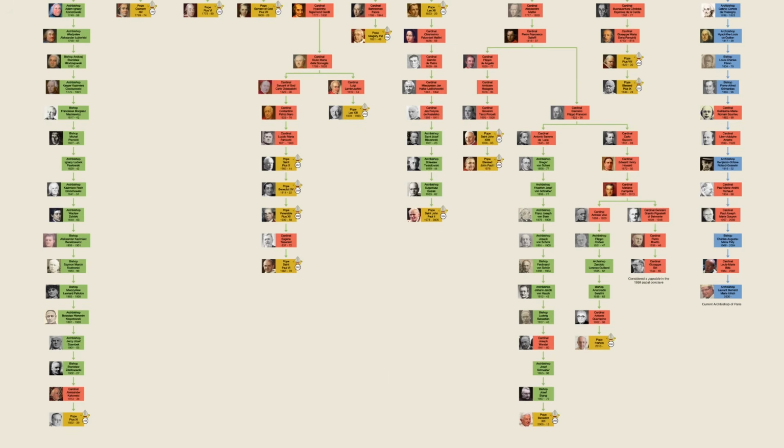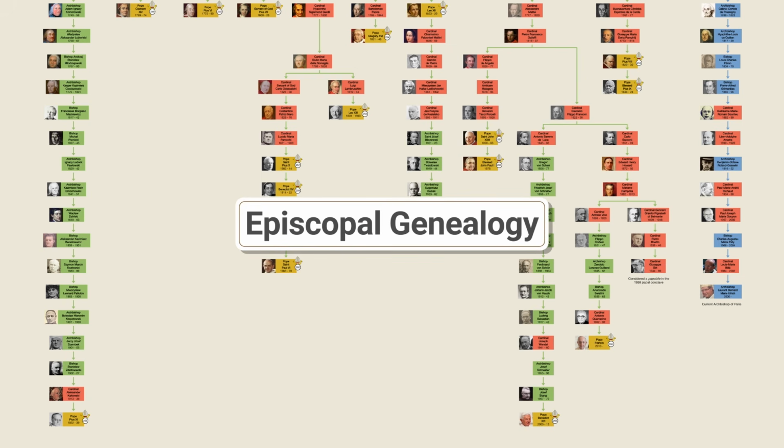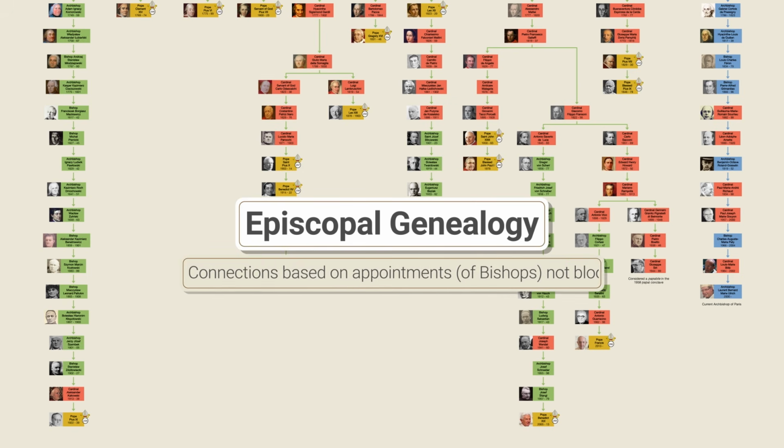But before I go any further, I need to point out to you that what you're looking at here is not a normal family tree, meaning that it's not one that shows biological relationships. Instead, this is a tree of episcopal genealogy, meaning that it shows who appointed who as a bishop.